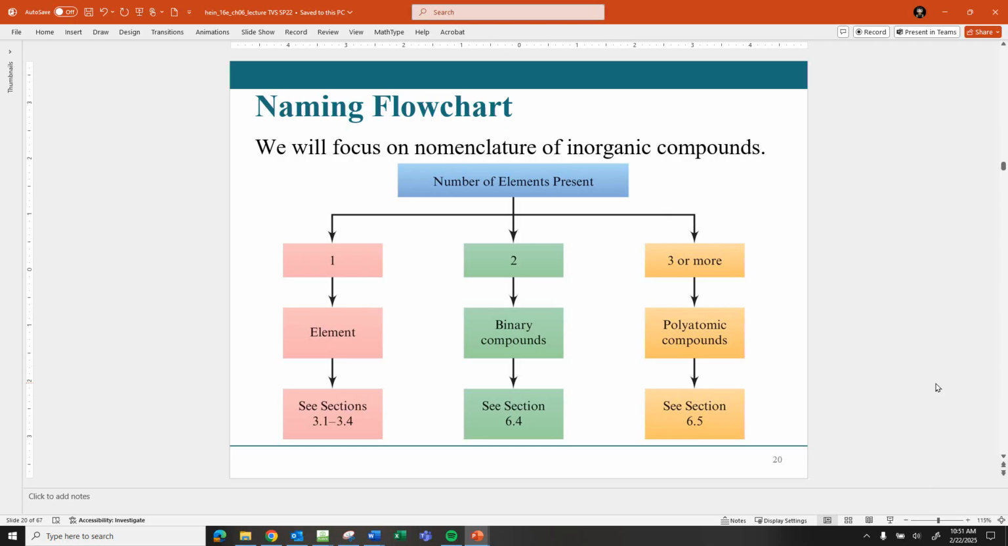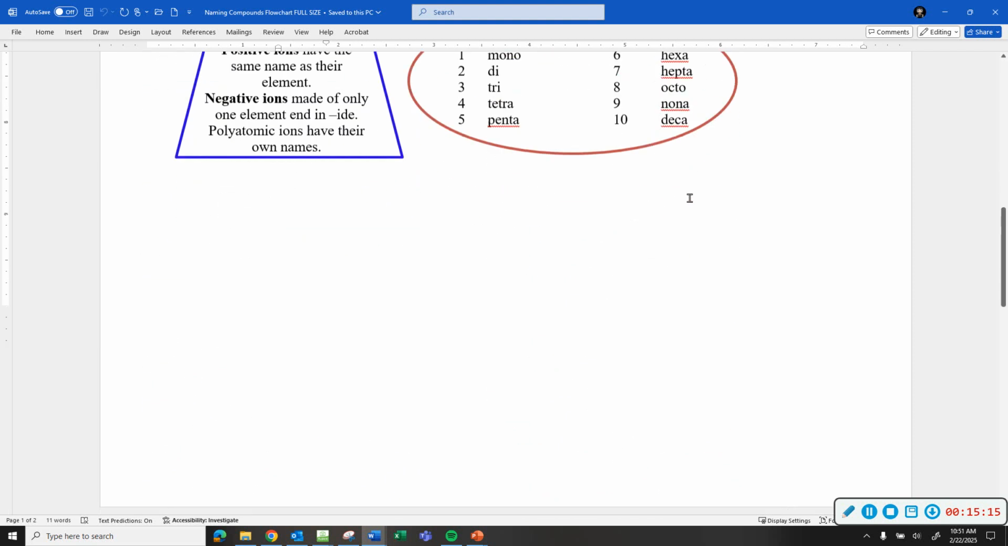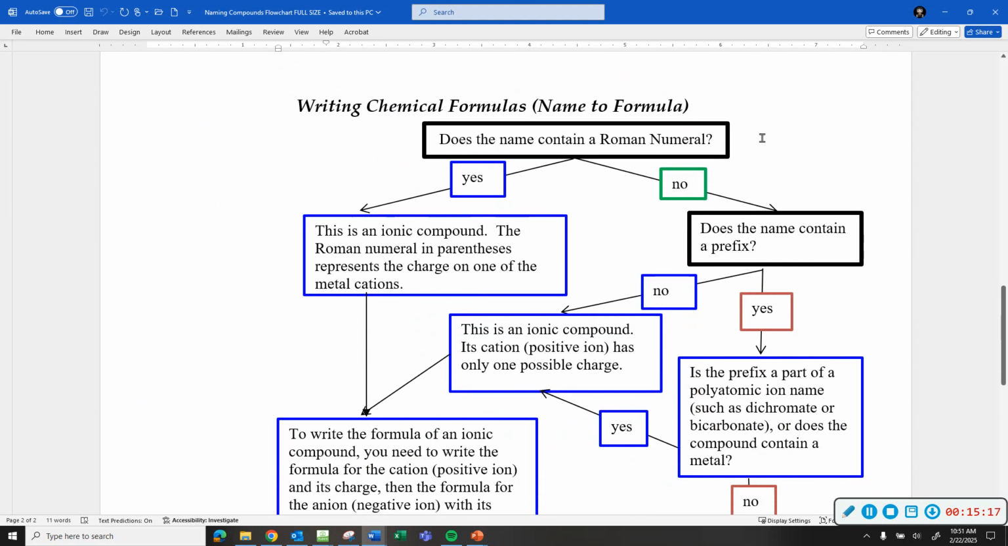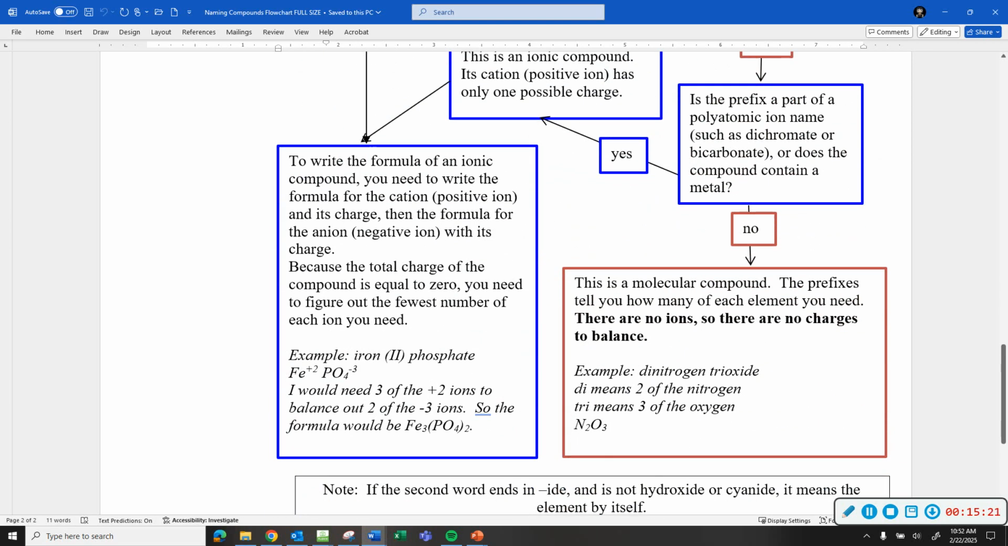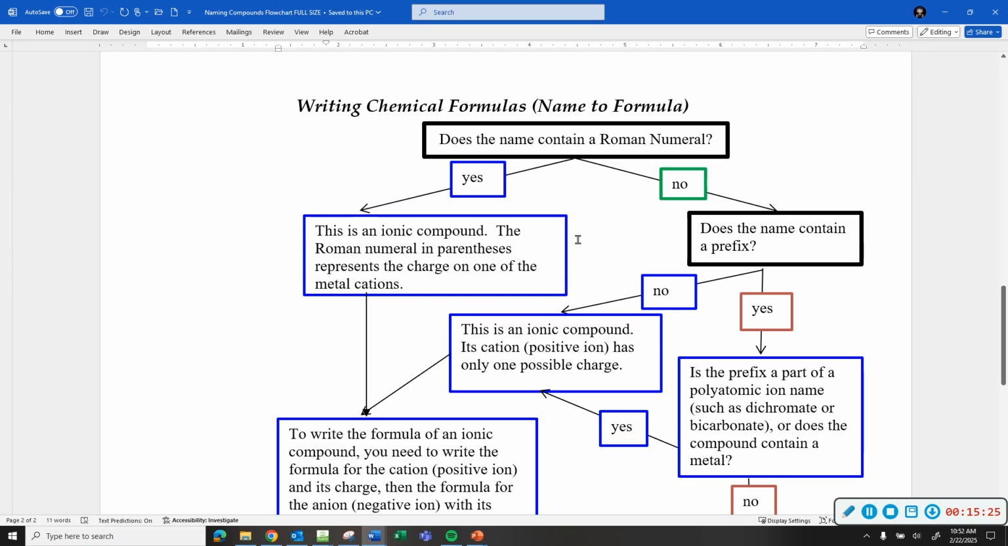Now, this flowchart is in your book. It's okay. I don't mind this flowchart, but I want you to actually follow this one. One side is formula to name, and then the other side is name to formula. And again, I can't print out in color, but we'll highlight it, and it covers everything that you need to know if you have the name and you want to go to the formula.